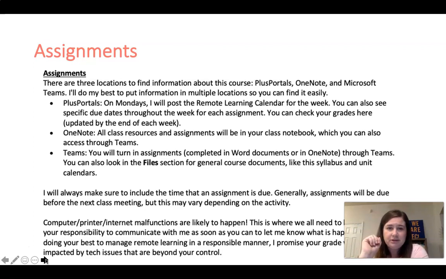I will always make sure to include a time that the assignment is due. It will usually be by the start of next class, but sometimes it'll be like a classwork activity, and we don't finish in class, so I would give you until 9 p.m. the day of or the next day to finish it. We are all likely to have technical challenges. I just expect that going into the fall so that I don't get stressed out when it happens. The first day that I was back at work, my internet went out, and my internet never goes out.